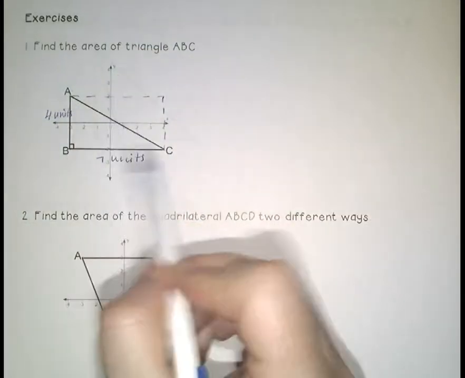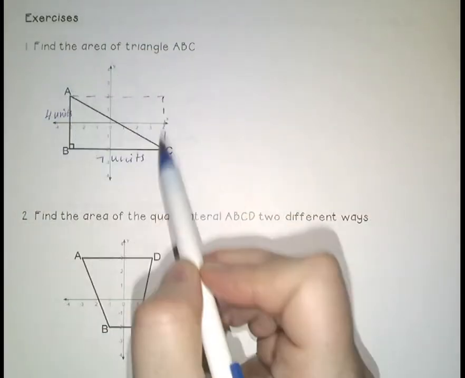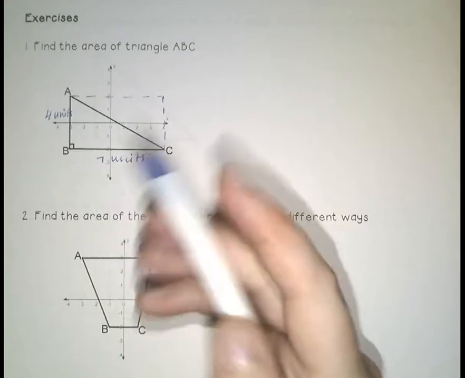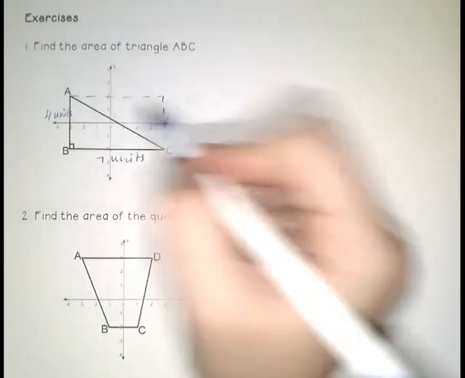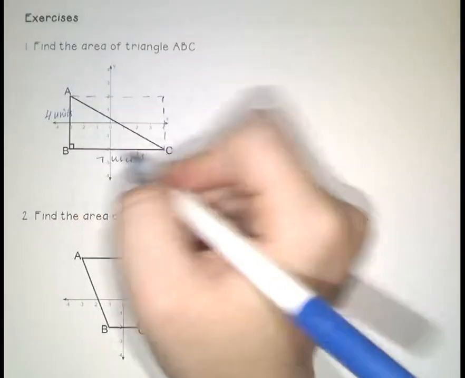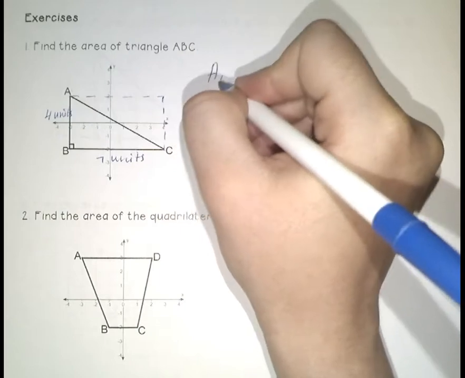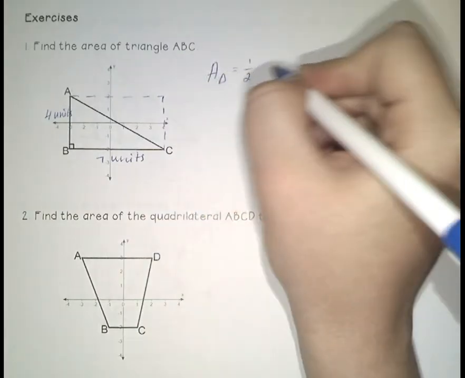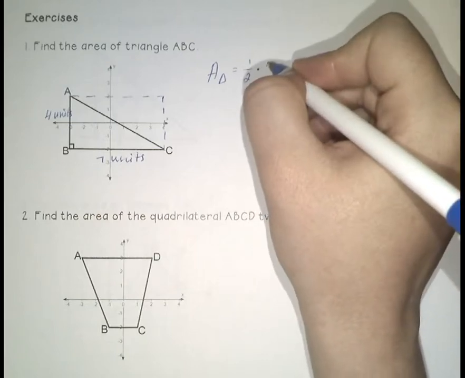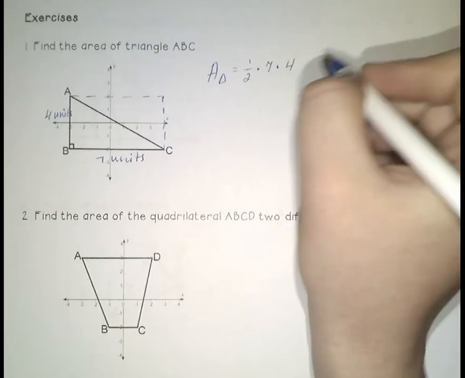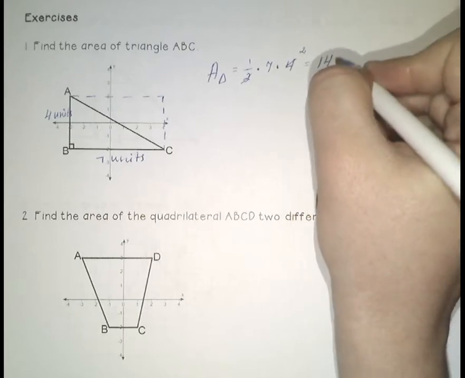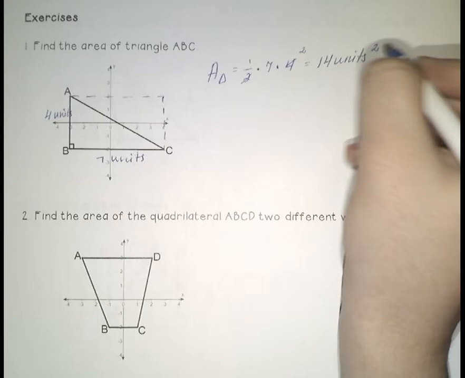Okay, so that is the length and the width of my rectangle. And it's also the base and the height of my triangle. To find the area of this triangle, all I need to do is to take half of the area of the whole rectangle. So area of the triangle is going to be 1/2, and I'm multiplying it by the area of the rectangle of 7 and 4. I can simplify 2 and 4, and I will get 14 units squared.